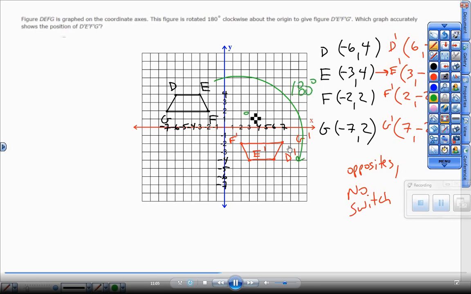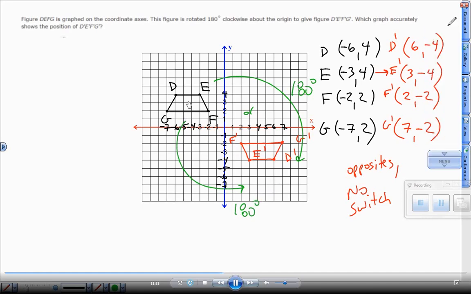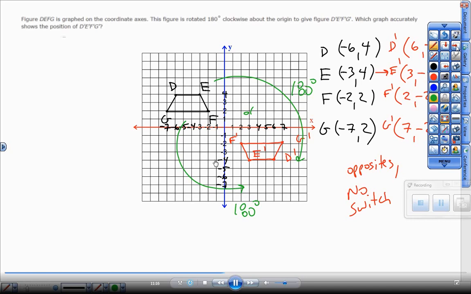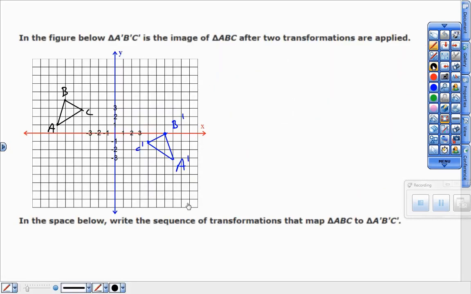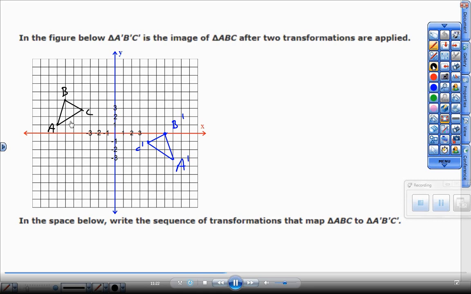And again, 180 could be either direction, clockwise or counterclockwise. A quarter turn, make sure you know which direction you're going, clockwise or counterclockwise. Quarter turns, it's important. All right, this problem right here. They want you just to understand the two easy transformations to go from this blue to this, or back to this blue.